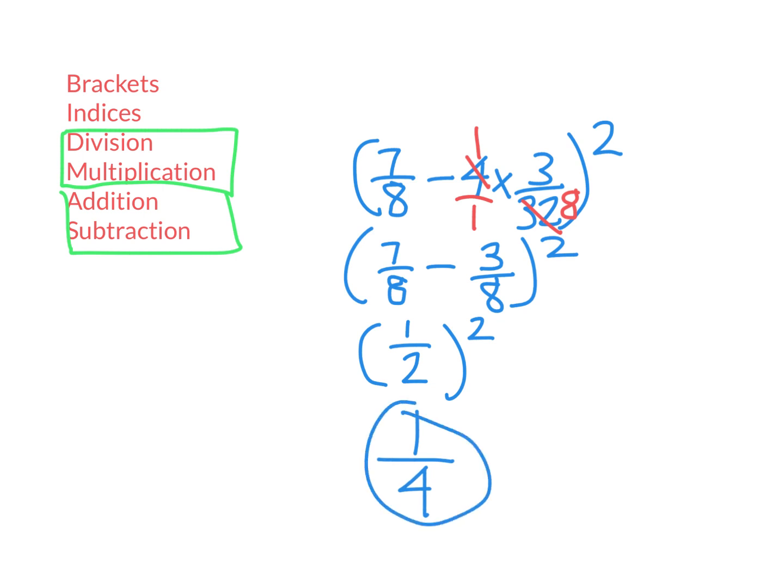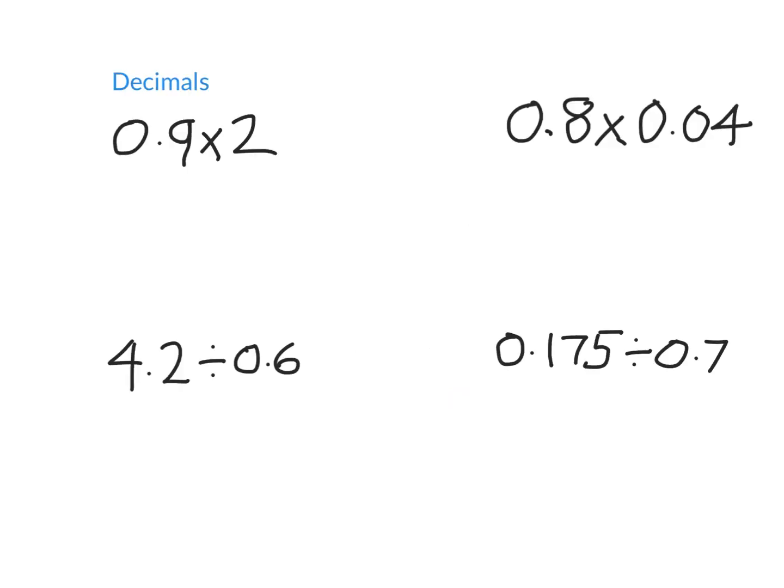All right, let's now look at some operations with decimals. So you know how to add and subtract decimals. You did that last year. This year we focused on multiplying and dividing. So when you are multiplying decimals, what you first do is multiply the numbers without regard to the decimal point. What do I mean by that? I'm just going to multiply 9 and 2 together and get 18. I'm not going to worry about the decimal places to begin with.